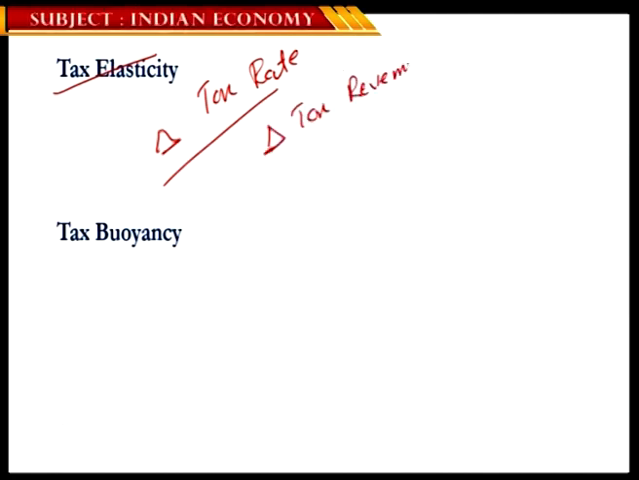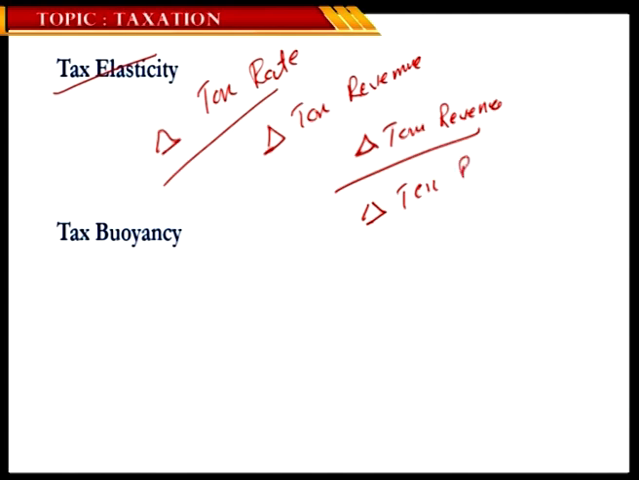I could define this as the amount of change in tax revenue with a certain proportion of change in the tax rate. How my variable, tax revenue, changes with the change in the tax rate is what we call tax elasticity. And now coming to the term tax buoyancy.